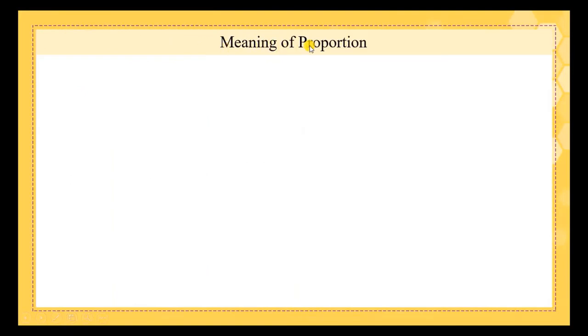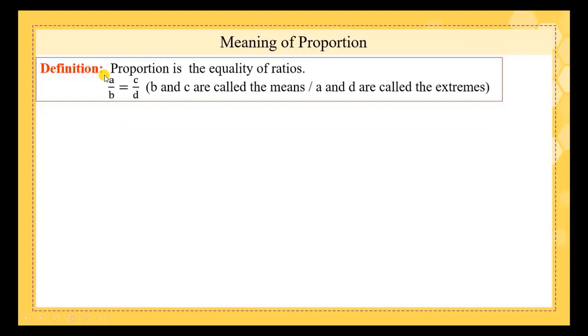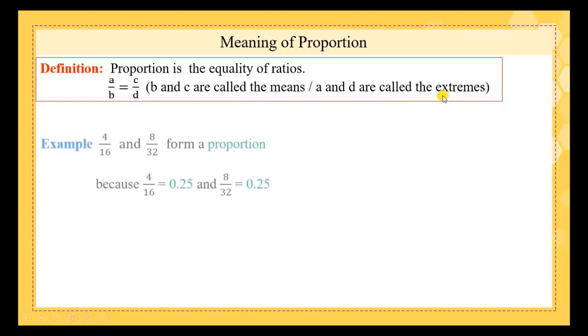Now, what is the meaning of a proportion? By definition, a proportion is the equality of ratios. In the proportion A over B equals C over D, B and C are called the means, and A and D are called the extremes.